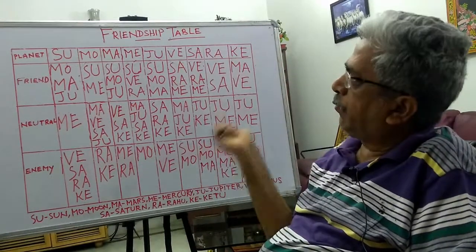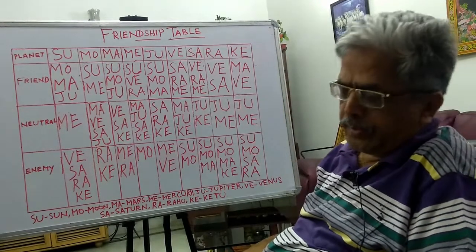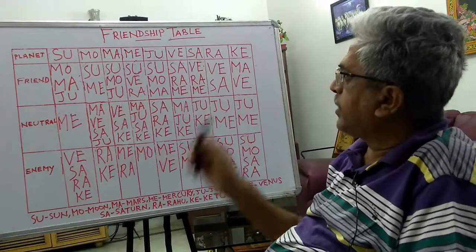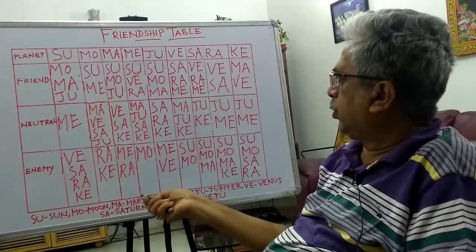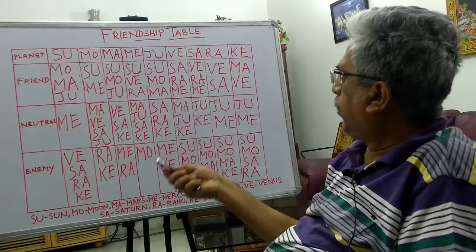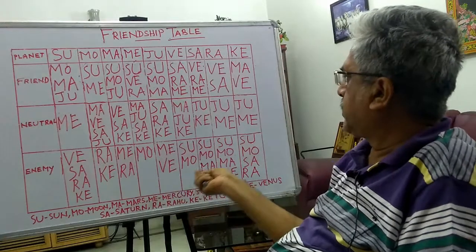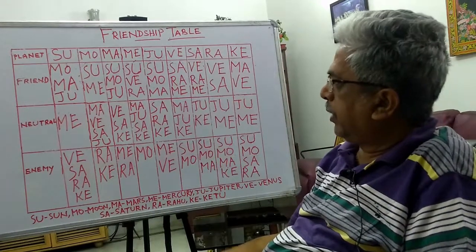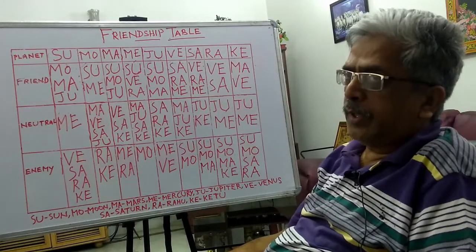So friends, this is a friendship table which indicates the relationship between planets, so far as the effect is concerned. But this is a generic table. Please don't get alarmed by the enemy group. For every planet which is in the first house, there are some enemies, as you can see here. No need to get alarmed, because sometimes an enemy also gives good result. I will explain how.